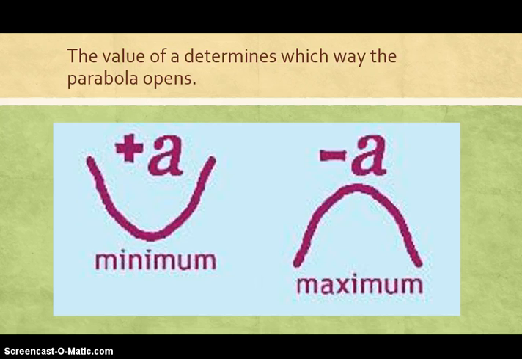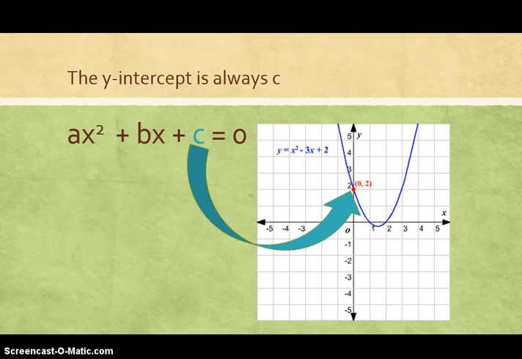The value of a in the equation determines which way the parabola opens. So if a is positive, the parabola has a minimum, and if a is negative, the parabola has a maximum. Now, the y-intercept is always the c value of the quadratic equation. So in this equation, the c value is 2, so our y-intercept is 0, 2.